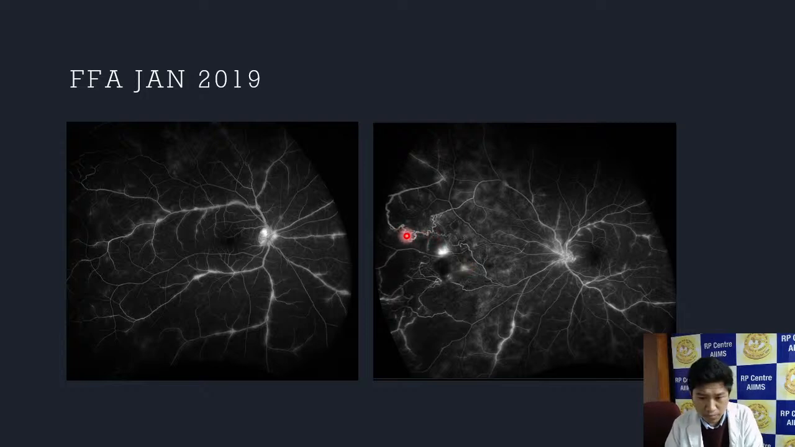Okay, so Abhijit is saying collateral. So yes, some of these tortuous vessels, collateral formation is also occurring there. Sir, IRMA we won't say here, right? No, IRMA is a specific term generally we use for diabetic retinopathy, diabetes only. Okay, sir. Okay, go ahead.